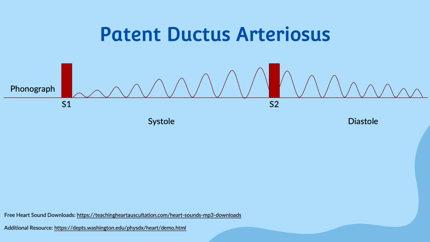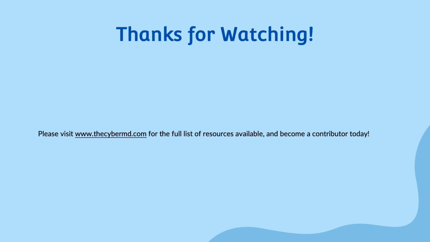This defect can cause a continuous murmur that is heard best along the left sternal border, particularly at the infraclavicular area. The murmur is usually a blowing, high-pitched sound that can be heard throughout the cardiac cycle. It is loudest at the S2 sound. PDAs are often associated with congenital rubella infections or prematurity.